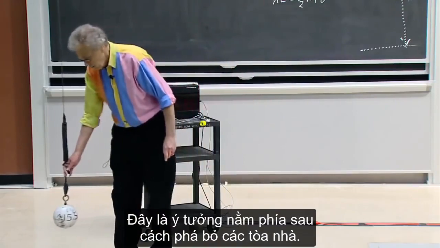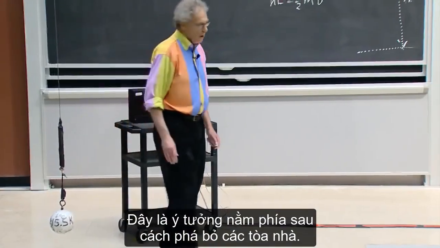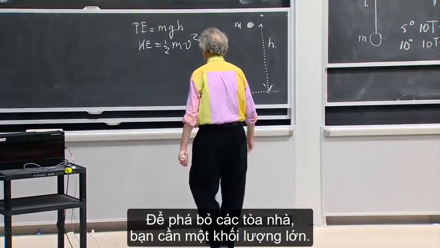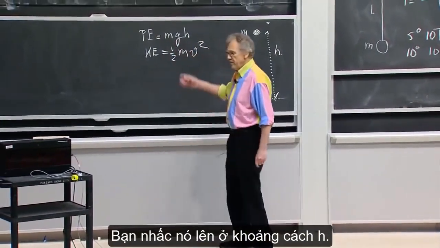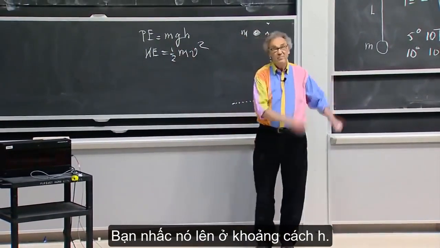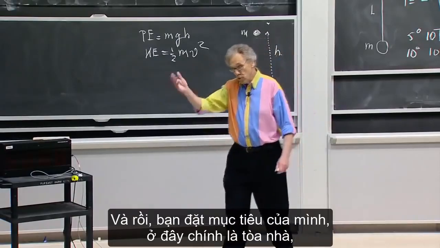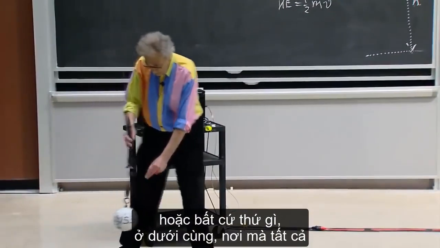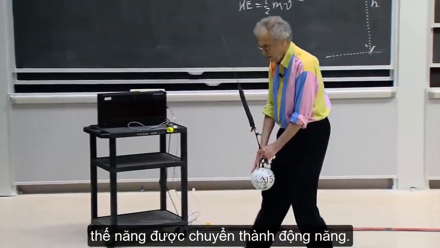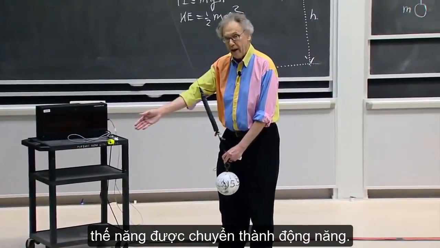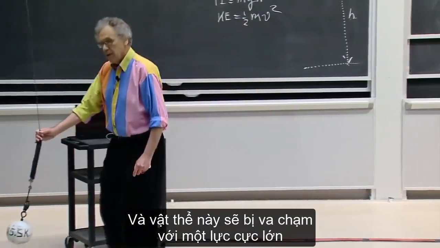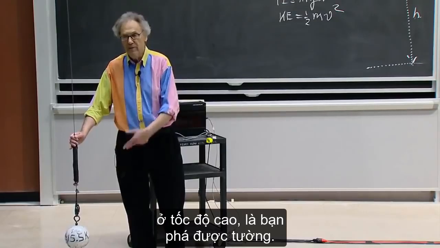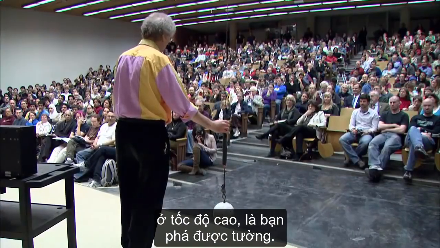This whole idea is behind demolishing buildings. With building demolishing, you take a huge mass, you lift it up over a distance h, and then you put your target, which is your house or whatever it is, right at the bottom, when all this potential energy is being converted to kinetic energy, and so this object is hit with an enormous amount of energy, at high speed, and you demolish thereby the wall.